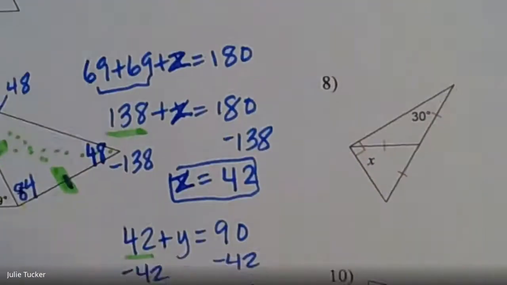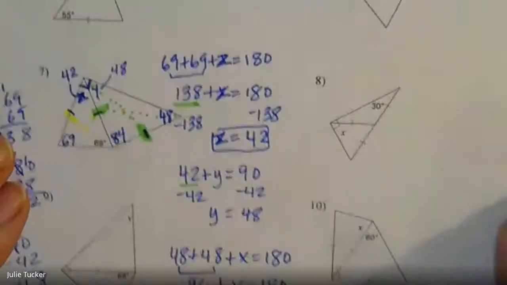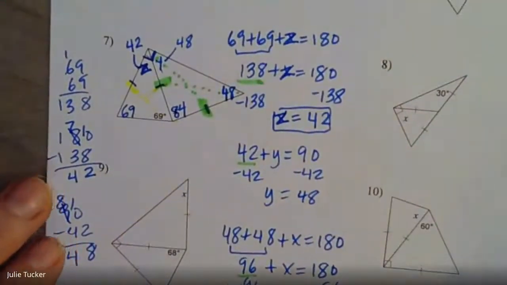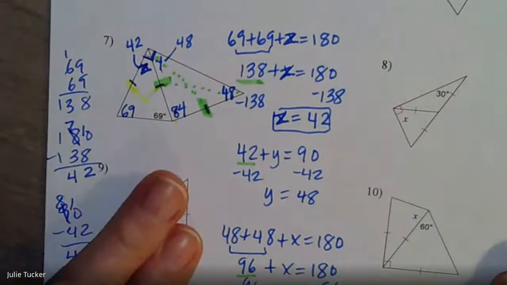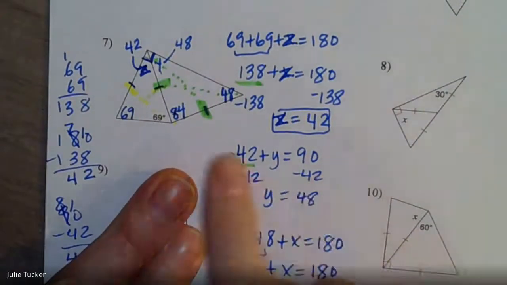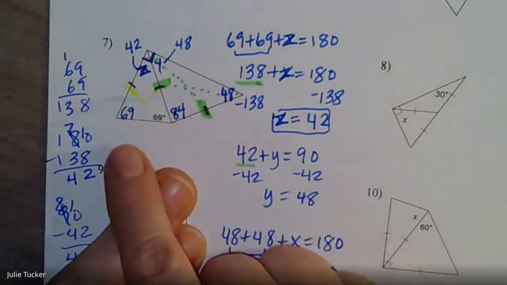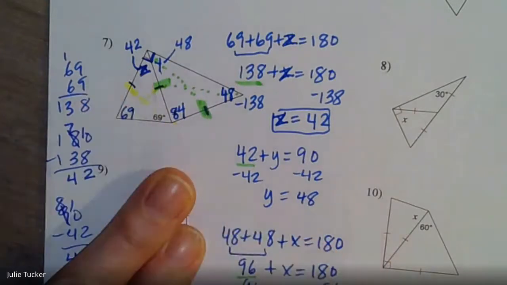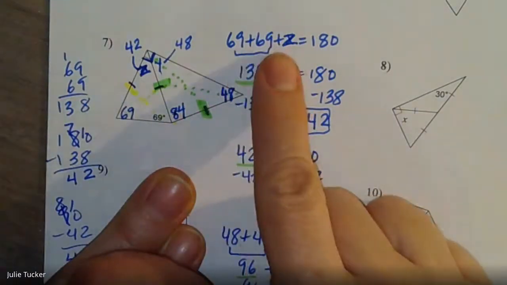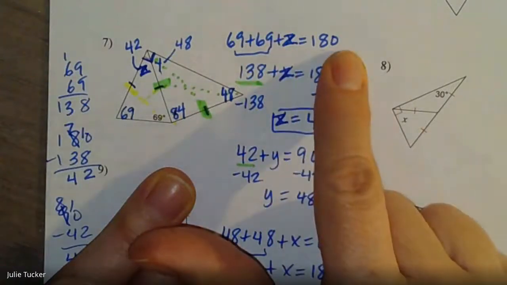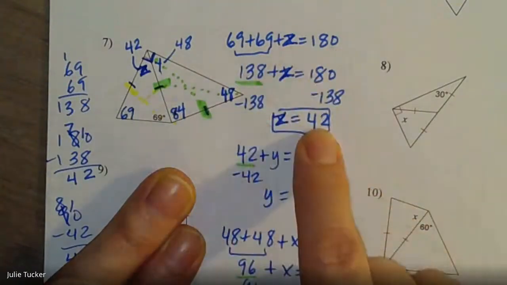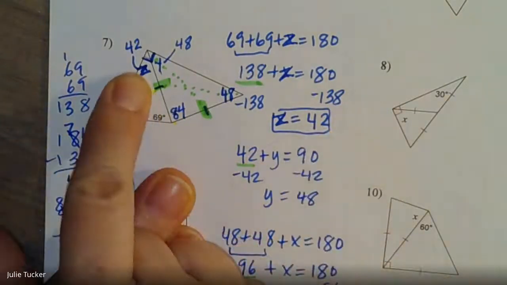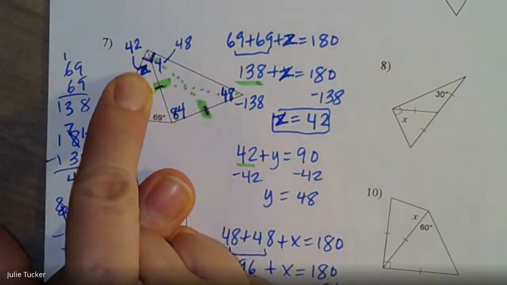Okay. So now I'm going to zoom this out and put all of it on screen where you can look at it and see everything, okay? So let me cover up this other diagram. So in the beginning, we did 69 plus 69 plus Z. I changed it to Z. 69 plus 69 plus Z is 180. And we solved for that Z and we got 42. And we put that 42 right here. That was the first thing we did.